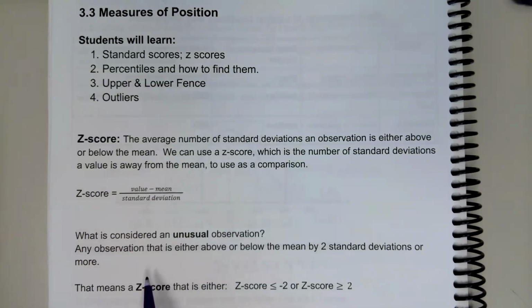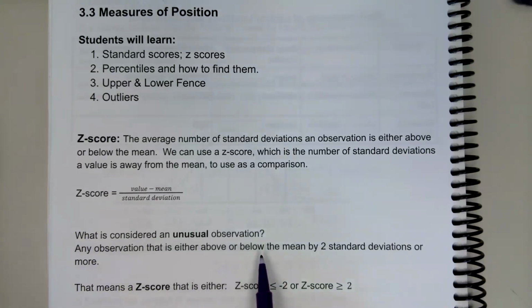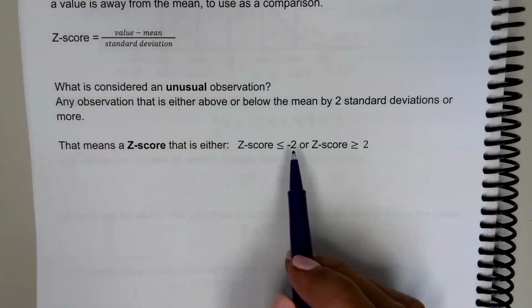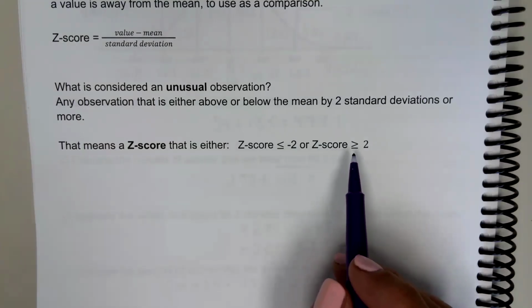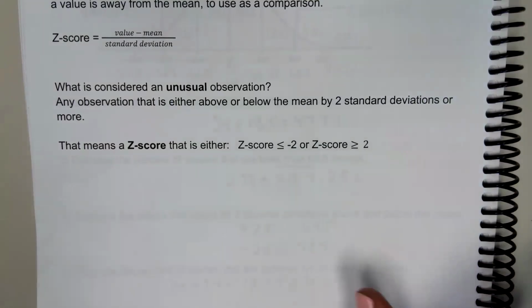So after we calculate our z-score, we want to decide what is considered an unusual observation. We talked about this in the last lesson, right? Any observation that is either above or below the mean by 2 standard deviations. So that means if your z-score is less than or equal to -2, which means you fell below the mean, or greater than or equal to +2, you fell above the mean, then you're considered unusual.